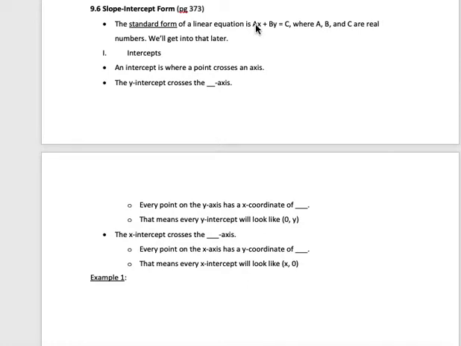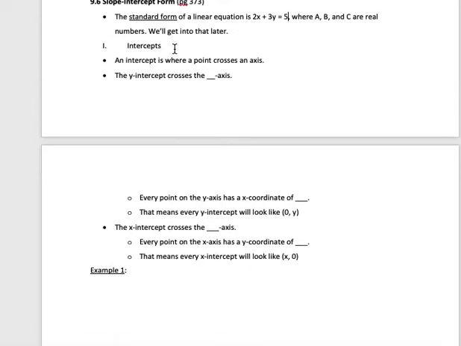Standard form, which is hardly ever used, is ax plus by is equal to c, where a, b, and c are real numbers. So, for example, we could say this is 2, 3, 5. That's what standard form would look like. X's and y's are on one side, and you have a constant on your other side. We hardly ever use that, so we'll just get into that later.